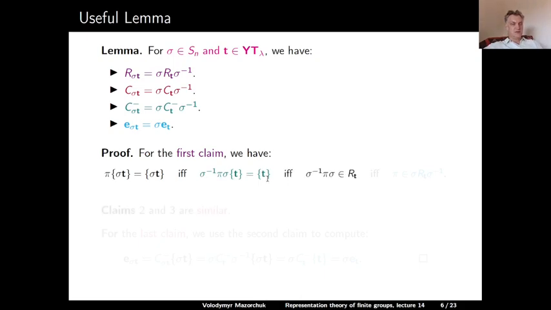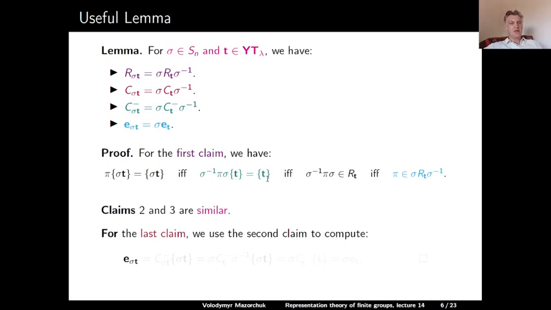This is true if and only if the element sigma inverse P sigma belongs to the row stabilizer of T. And again, multiplying with sigma and sigma inverse, we get that this is true if and only if P belongs to sigma times the row stabilizer of T times sigma inverse. And this is exactly what was claimed. And claims 2 and 3 are proved similarly.